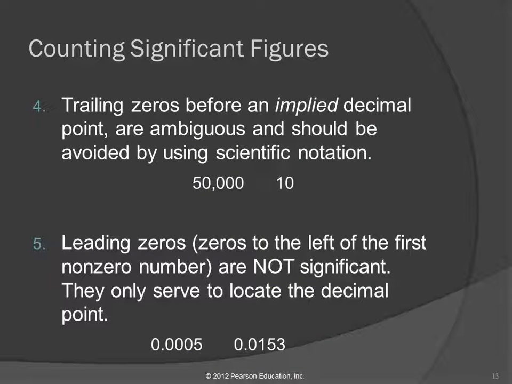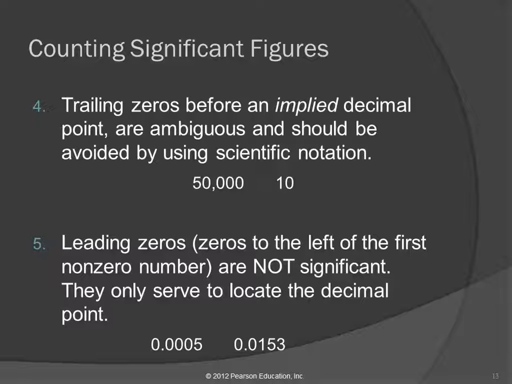So I kind of jumped ahead. Trailing zeros before an implied decimal point are ambiguous. So this is being sloppy. And sometimes your textbook is a little sloppy, and I don't like that, but mostly they're pretty good. But when a scientist writes a number like 50,000, where's the uncertainty?